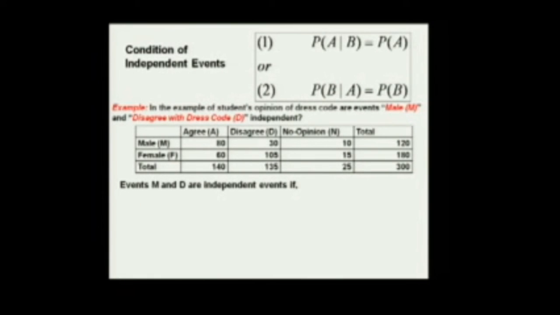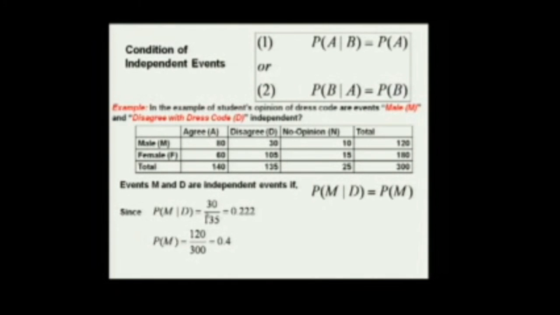Are they dependent or independent? Events M and D are independent events if P(M given D) equals P(M). So let us see what P(M given D) is. P(M given D) is 30 divided by 135, which is the total who disagree. P(M), on the other hand, is 120, the total male, divided by the total 300, that's 0.4.